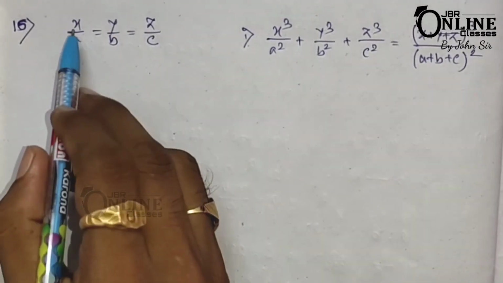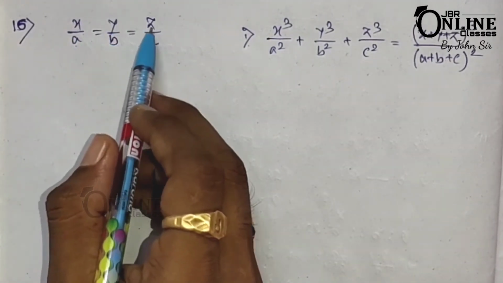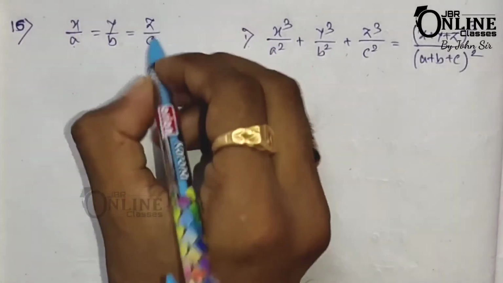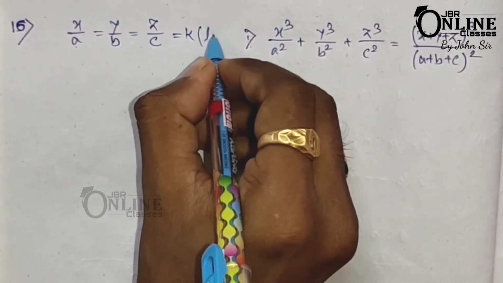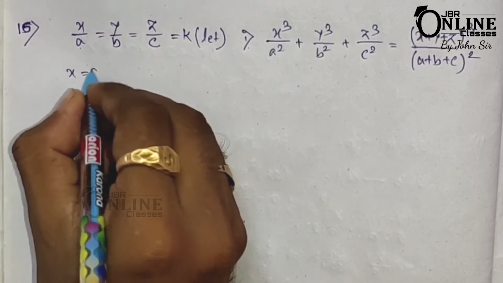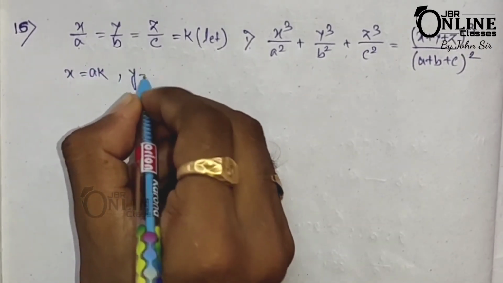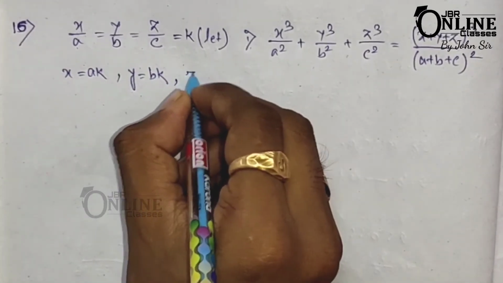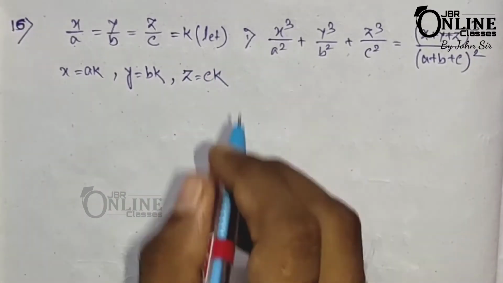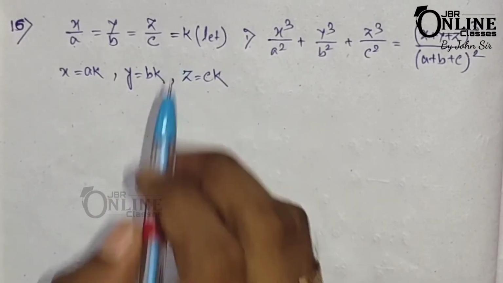Now as here x by a equals y by b equals z by c equals k, let x equal ak, then y equal bk, and then z equal ck. Here k is a non-zero constant.